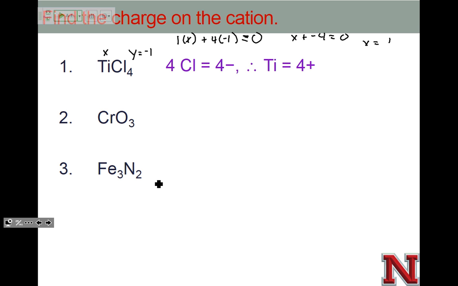And remember, your metal is always going to be a positive. So we can calculate that as +4. So now we just put that together: titanium 4 chloride.